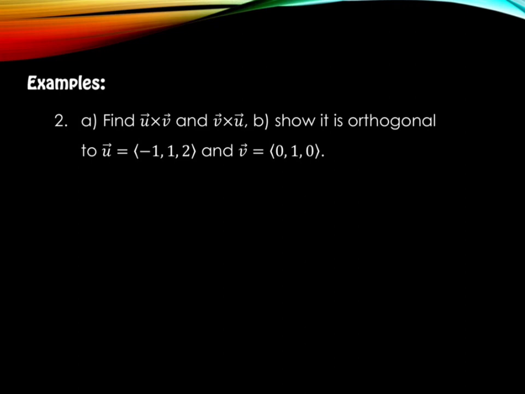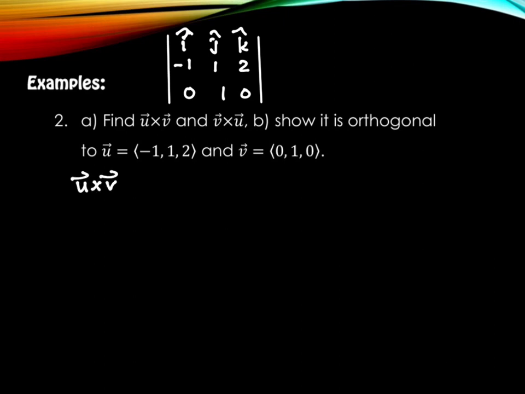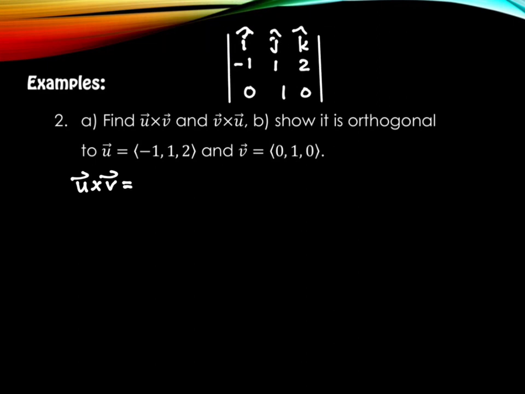And I'm going to write the matrix up here at the top, or the determinant for it anyway. So the determinant for U and V, so we're going to have I, J, and K. And then U is -1, 1, 2, and V is 0, 1, 0. Okay, so far so good? Sticking it all in there. So U cross V then is going to be, and that's what we have up here. I'll write it to the side.